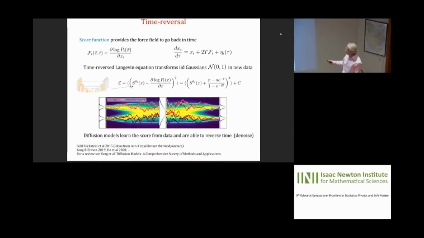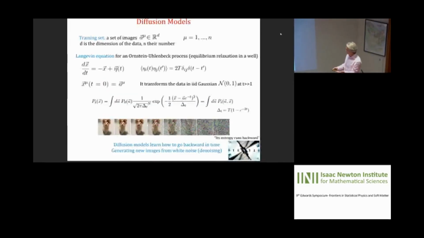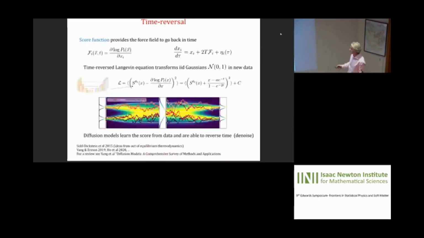This sum here will be the sum over all the forward trajectories. So the summary is that just using the forward trajectories and quantities evaluated during the forward trajectories, you can learn what is the force field to go back in time. And now once you have learned it, exactly as I explained to you, you take a white noise, you run the Langevin equation backward, and you get new images or new sounds or new videos. And this is exactly how these models work.